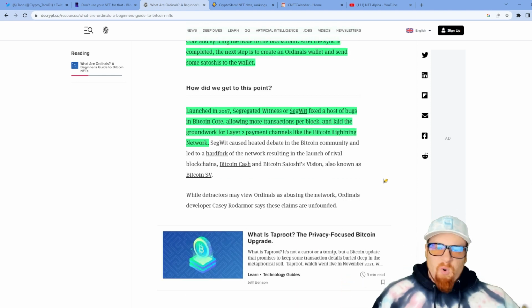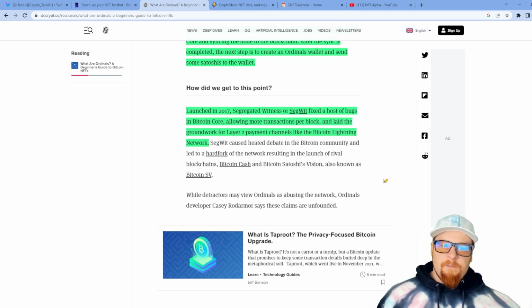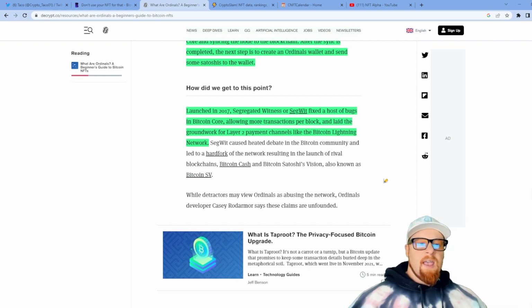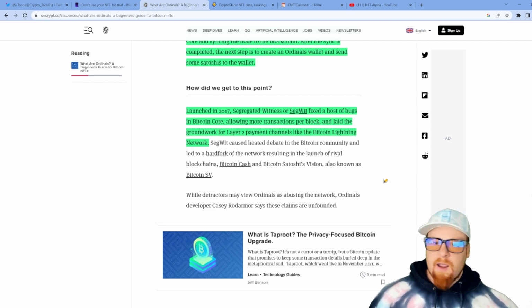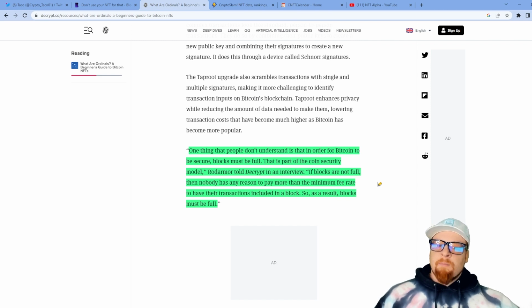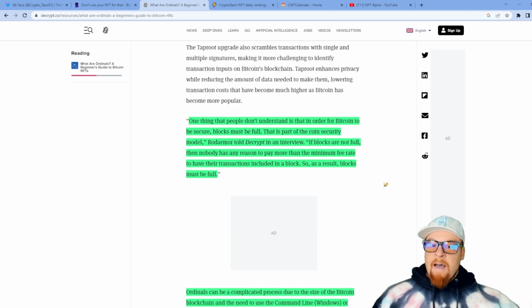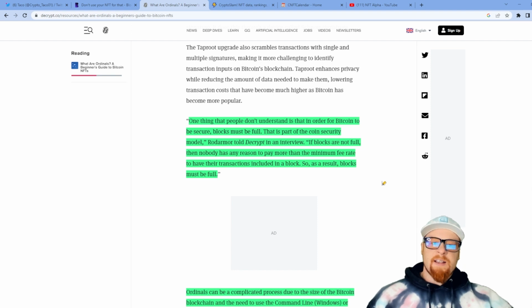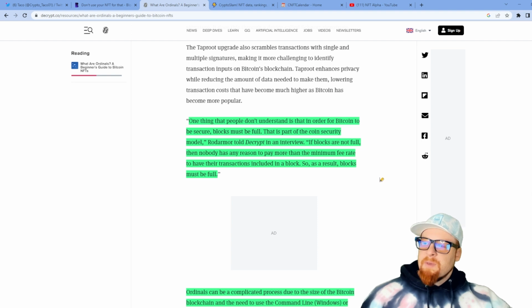But how did we get to this point? Launched in 2017, Segregated Witness, or SegWit, fixed a host of bugs in Bitcoin Core, allowing more transactions per block, and laid the groundwork for L2 payment channels like the Bitcoin Lightning Network. "One thing people don't understand is that in order for Bitcoin to be secure, blocks must be full. That is part of the coin security model. If blocks are not full, then nobody has any reason to pay more than the minimum fee rate to have their transactions included in a block. So as a result, blocks must be full."